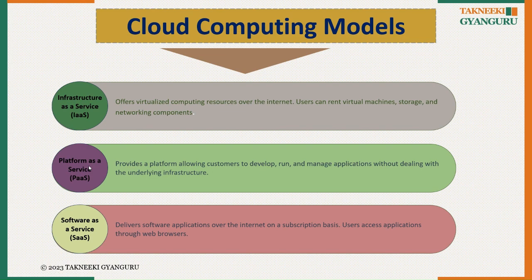Suppose in AWS we have a lot of PaaS services like Elastic Beanstalk or RDS, where we have the databases, right? You just have to deploy your applications, and you don't need to worry about the infrastructure, which will be managed by the cloud provider. In Azure we have App Services, right? You deploy your applications, and you need not worry about the infrastructure.